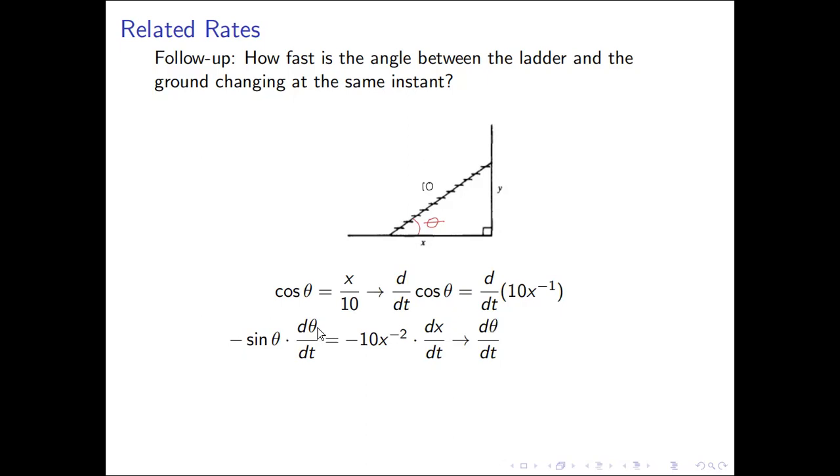Solving, we just bring down negative sine theta over here, cancel out the negative signs. We have this. So that's all that we need to get the rate of change of that angle. We need dx dt, and isn't that already given? But we need one more thing. We need sine theta. If we can get sine theta, then we're done. But with trigonometry, with the definition, we know how to get that.